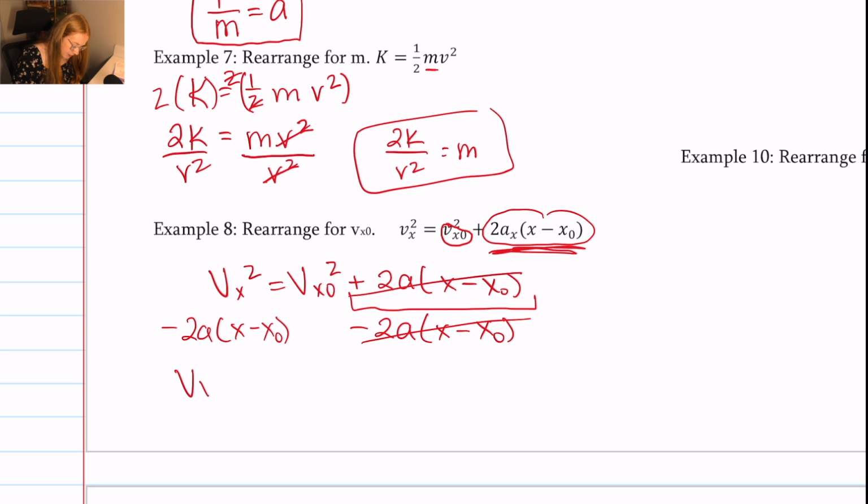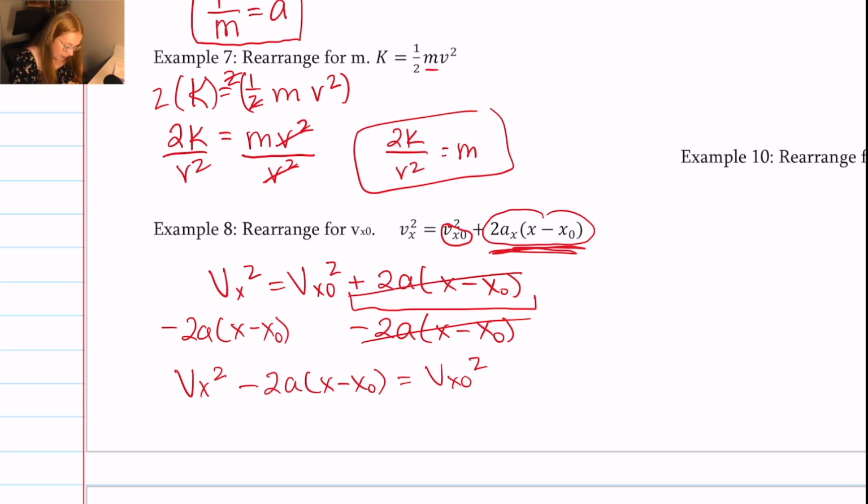Okay, so let me rewrite this. So we have Vx squared minus 2a(x minus x naught) equals Vx naught squared. So I almost have Vx naught isolated with just that one move. It is on one side, but it's not technically by itself. It is still being squared. So to get it completely by itself, I need to knock that square off of it.